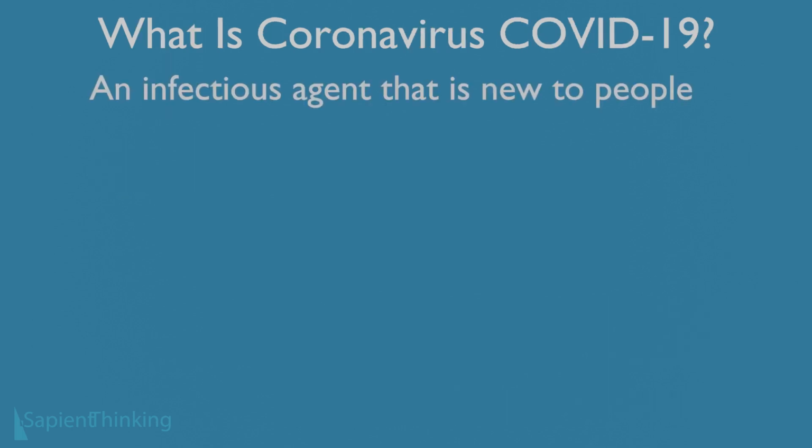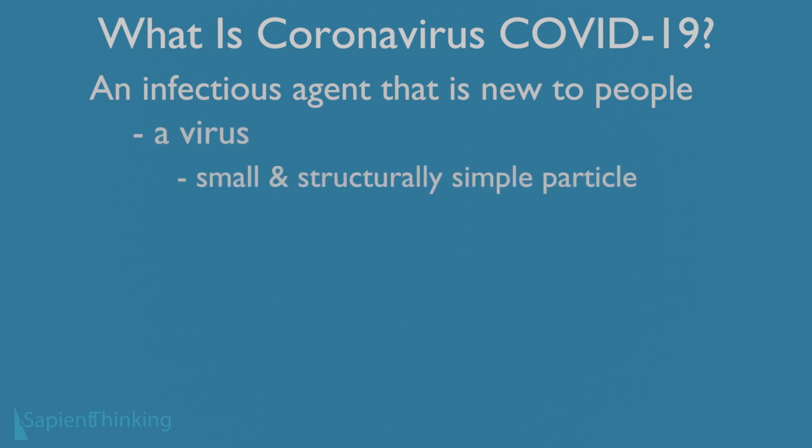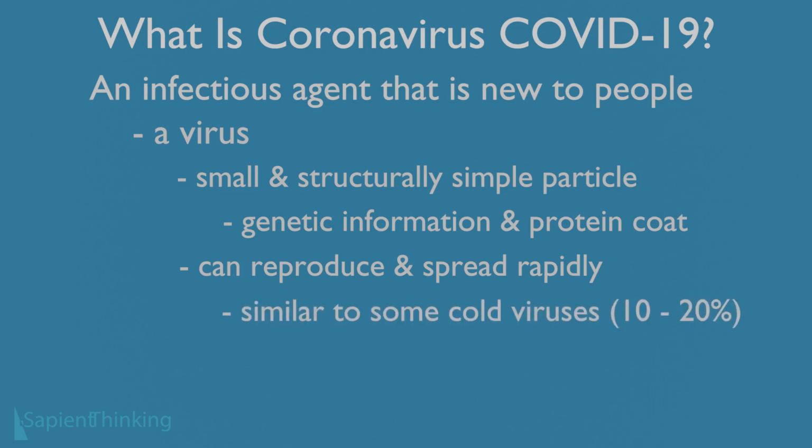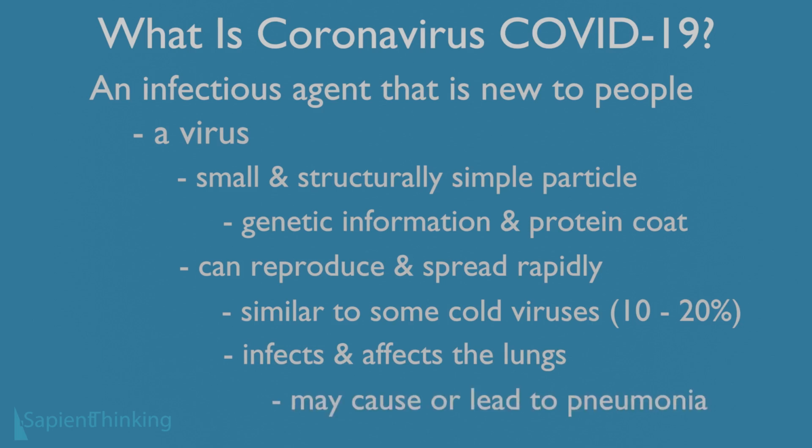Coronavirus is an infectious agent that is new to people. Coronavirus is a virus that is a small and structurally simple particle that consists of genetic information wrapped in a protein coat. Coronavirus can reproduce and spread quickly due to its simple nature and the means of transmission that includes coughing and sneezing. Coronavirus is similar to about 10 to 20% of cold viruses, which are themselves coronaviruses. Coronavirus infects and affects the functioning of lung cells and may cause or lead to the development of pneumonia.